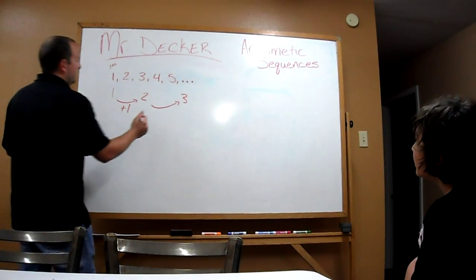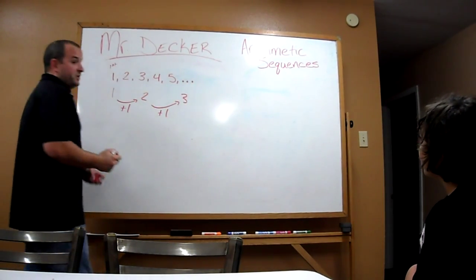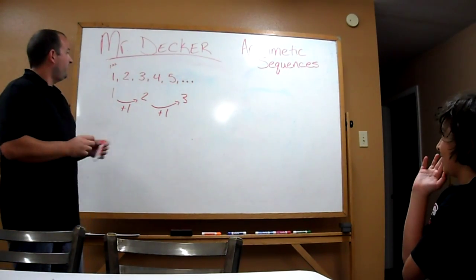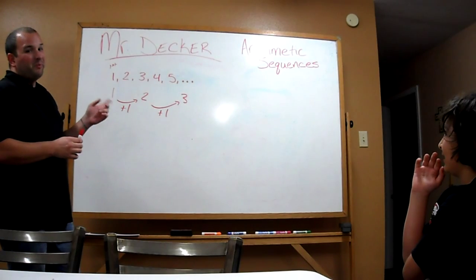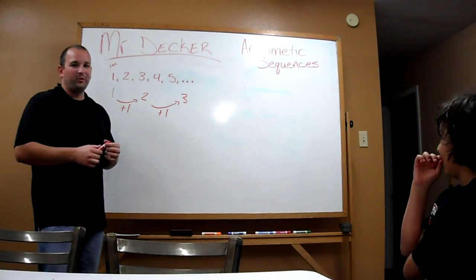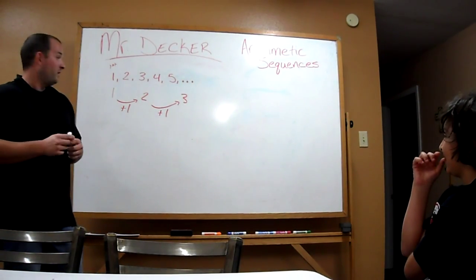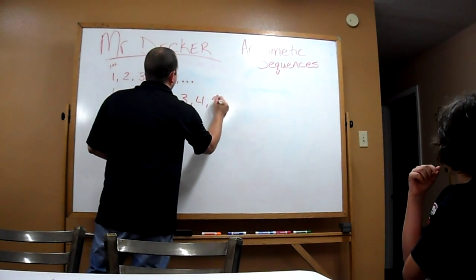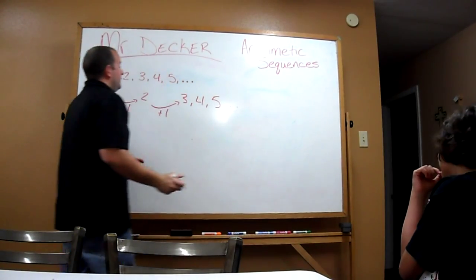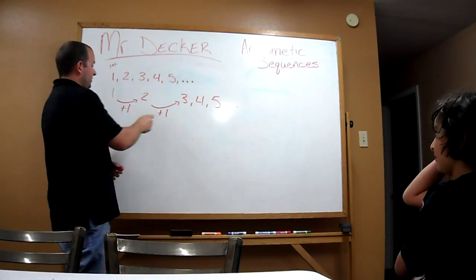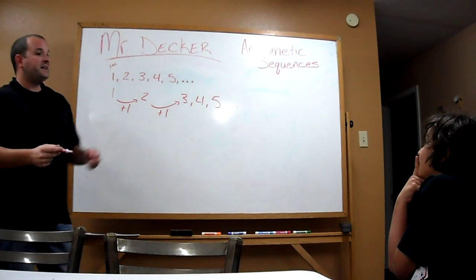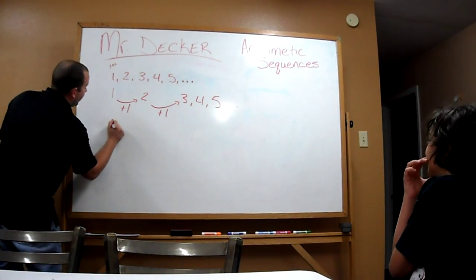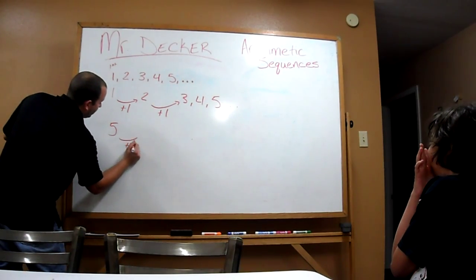So we will add plus 1 to each one. 1 plus 1 is 2, 2 plus 1 is 3, and 3 plus 1 is 4. So we'll keep going. Our third step is to add the common sum, which is your number 1, to the last term. So our last term in our sequence right now is number 5. So we're going to have 5 plus 1.